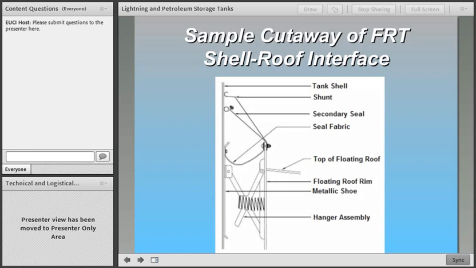There is a secondary seal shown here, and then also a primary seal or seal fabric here. These seals are intended for vapor control. Here is the top of the floating roof, and this mechanism is a hanger assembly, which is kind of like a scissor mechanism that is used to keep the roof centered within the tank.